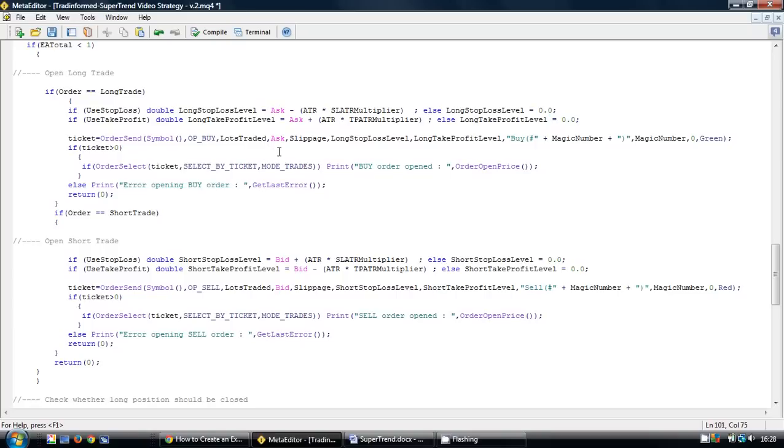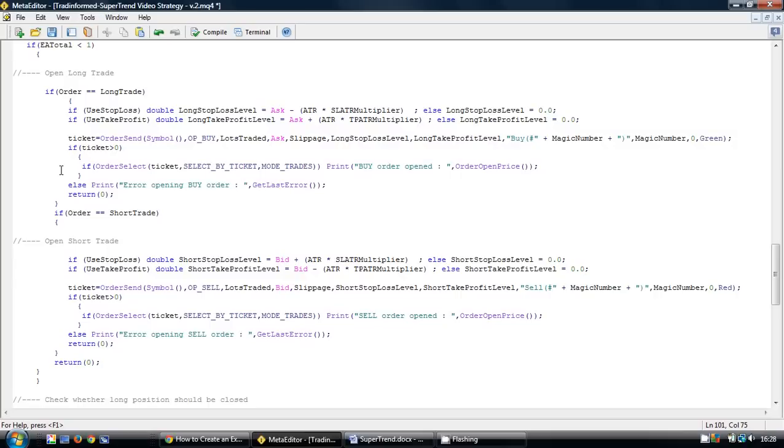We're going to buy at the asking price. Our maximum slippage we've set. If we're using a stop loss level, what values are we going to use? We're going to enter our magic number so we know which expert advisor has entered this trade. It's not just appeared out of nowhere, and we're going to call it, and we're going to give the colour as green.